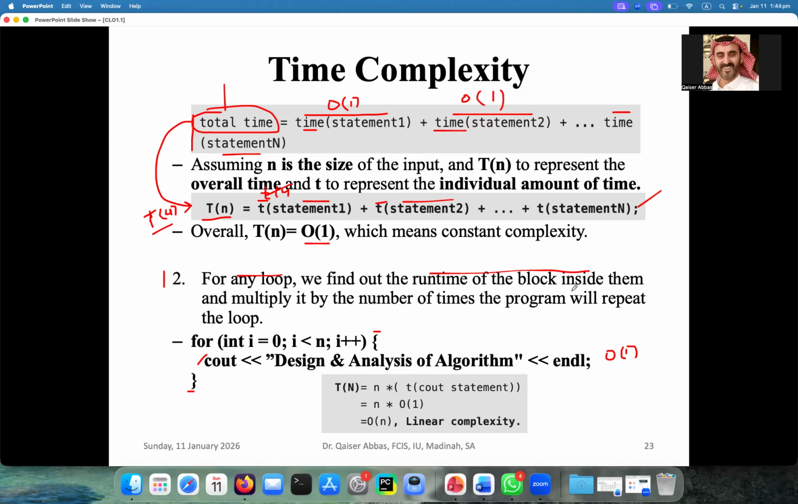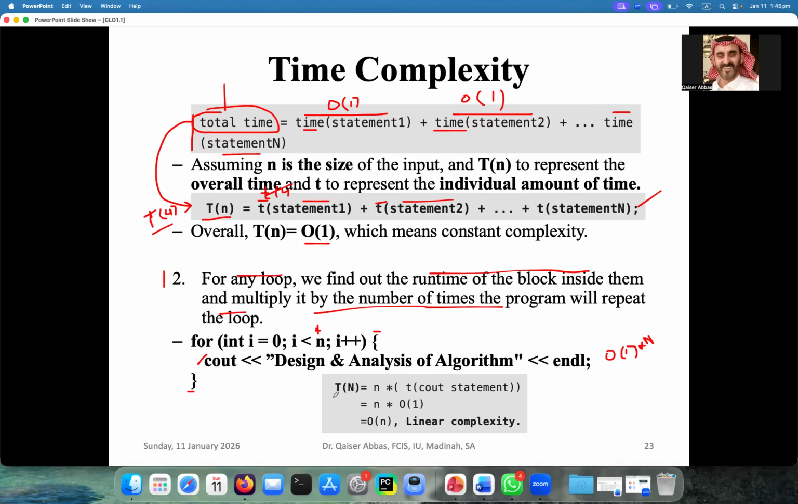So you have to find out the runtime of this block, and then multiply it with the number of times the program is repeating that loop. And this loop is doing what? I is equal to 0, I less than n. If n is 10, then you have to multiply it with 10. But theoretically, mathematically, when you are calculating, if input size is 10 and this is 10, you normally multiply it with n.